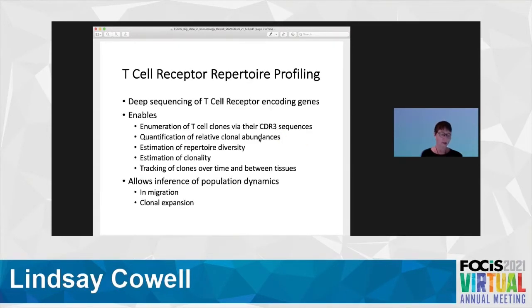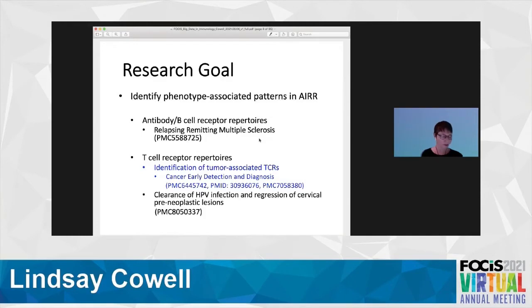And deep sequencing of the T cell receptor encoding genes of these CDR3 sequences allows a detailed characterization of the repertoire in a particular sample by allowing us to enumerate the T cell clones that are present in the sample, to quantify their relative abundances, to estimate the diversity and clonality of the repertoire, where clonality is a measure of the number of expanded clones and their degree of expansion, and to track clones over time and between tissues. And through that, we are able to make inferences about population level processes such as migration and clonal expansion.